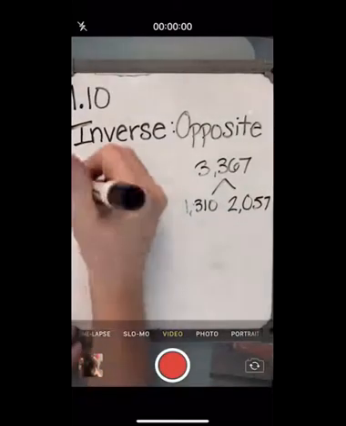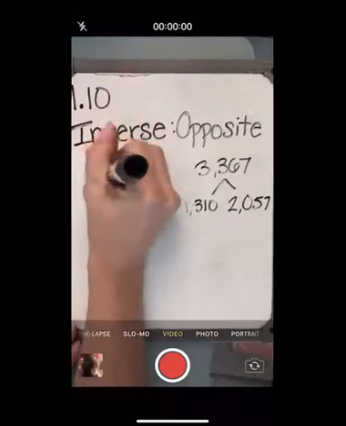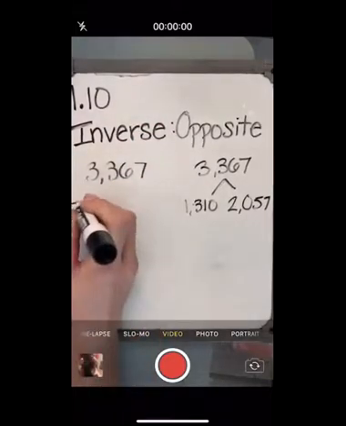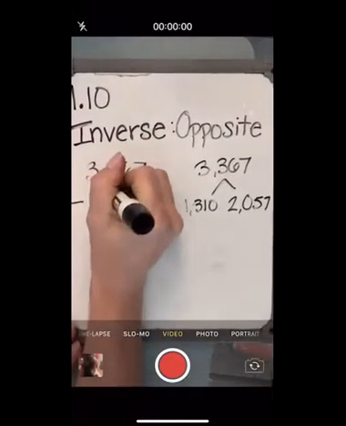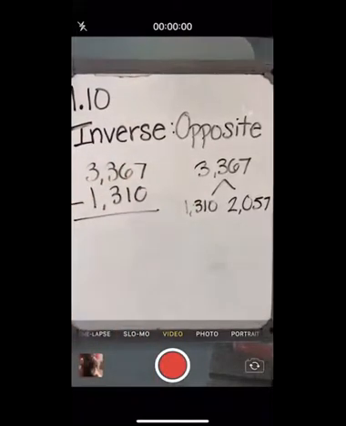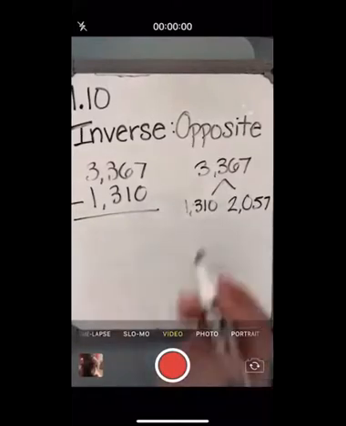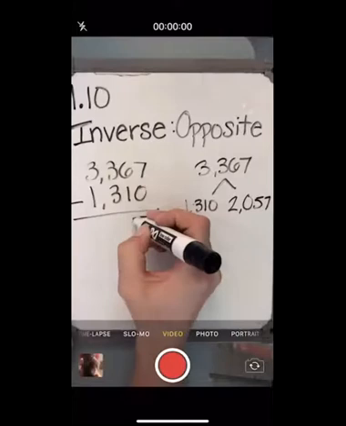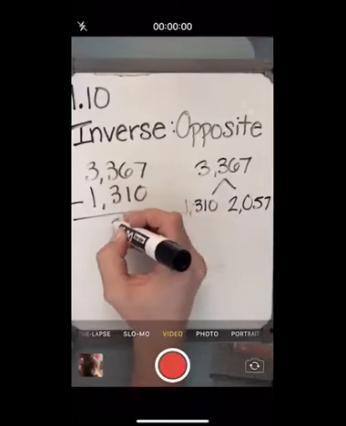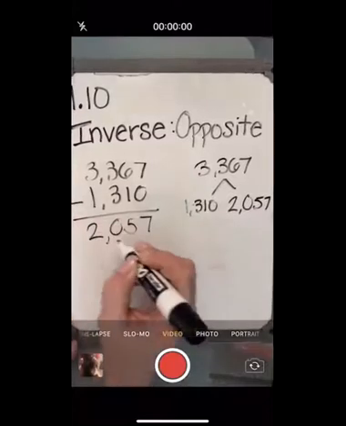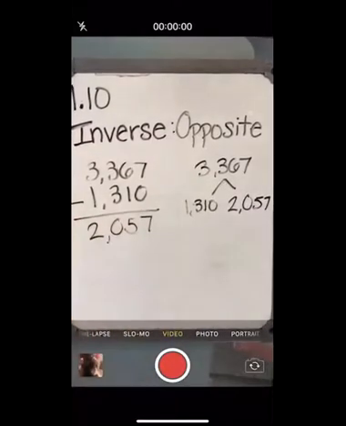So I could say I know that I have 3,367 coins. I already have 1,310 pennies accounted for. How many nickels do I have? Well, 7 minus 0 is 7, 6 minus 1 is 5, 3 minus 3 is 0, and 3 minus 1 is 2. So I have 2,057 nickels.